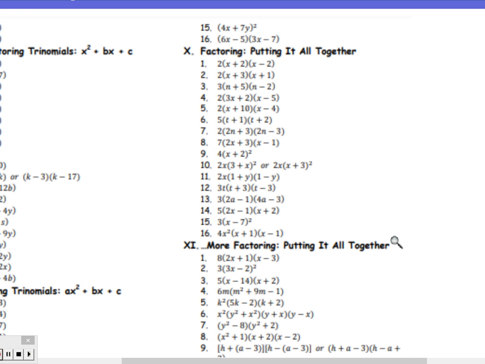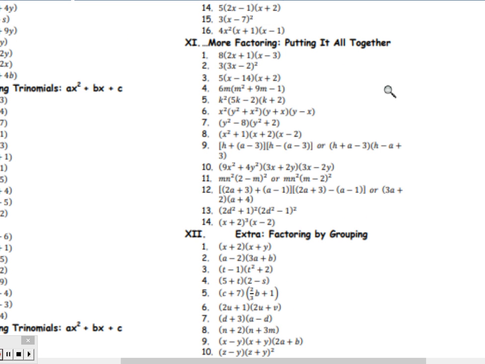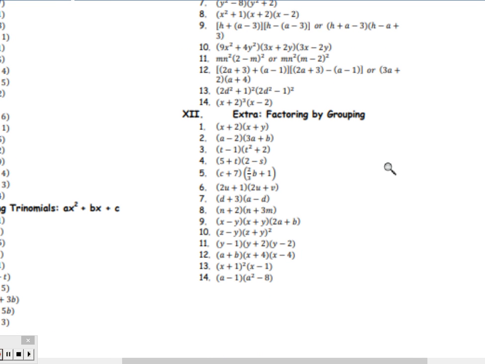Putting it all together, factoring out GCF first, and then factoring. All right, and then the last, factor by grouping, we kind of looked at that in the AC method, where we factor out the GCF of the first two terms and the last two terms.